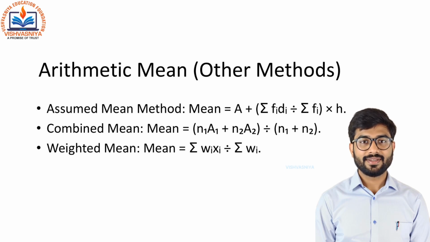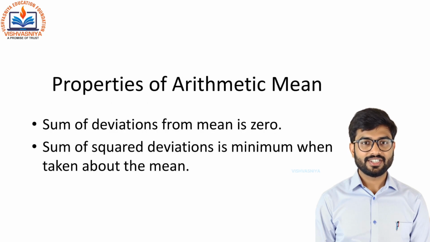Weighted mean, mean equals sum of weights multiplied by values divided by sum of weights. Important properties are, first, the sum of deviations from mean is always 0. Second, the sum of squared deviations is minimum when taken about the mean.